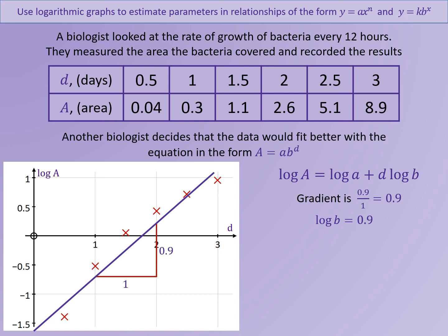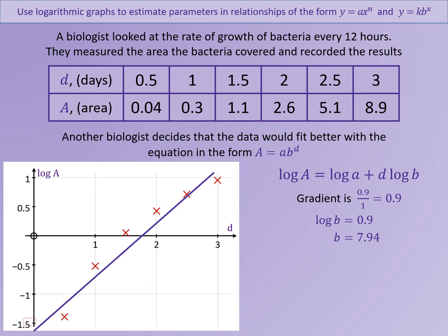And that is equivalent to my log to base 10 of b, using the model that I am using as my linear relationship. So log to base 10 of b represents my gradient. And if I rearrange that into my exponential in order to find b, I get an answer of 7.94. So that'll be 10 to the power of 0.9.